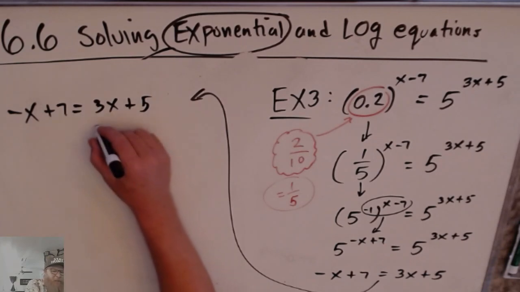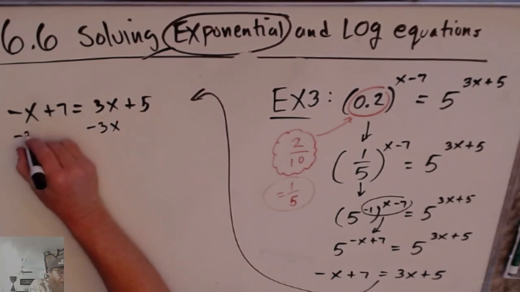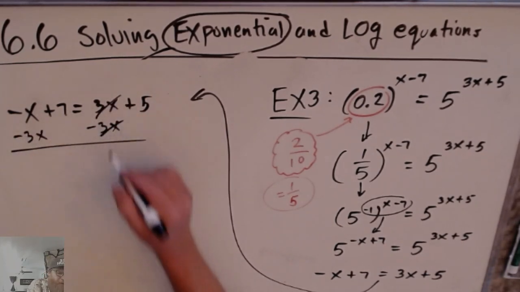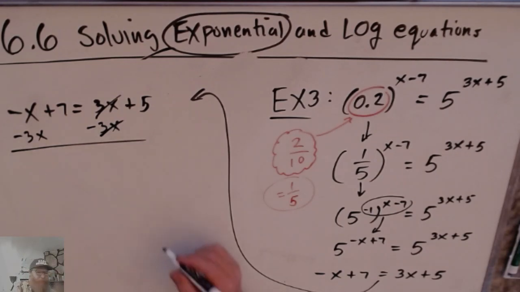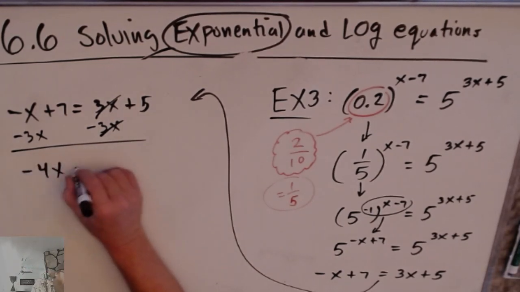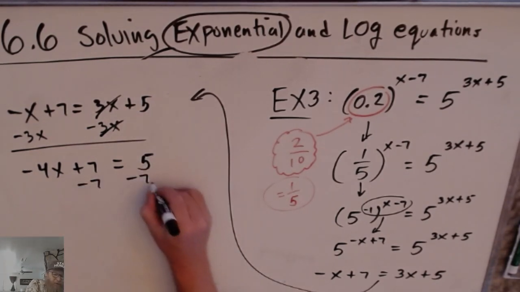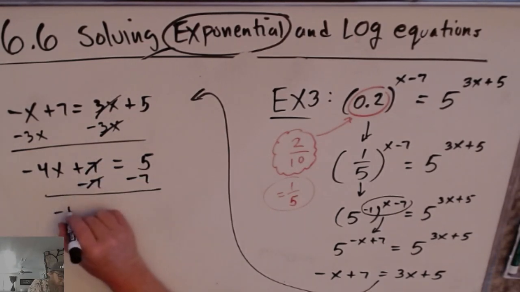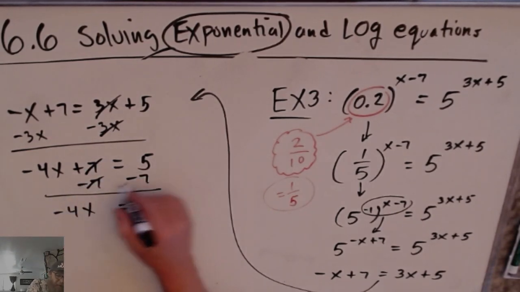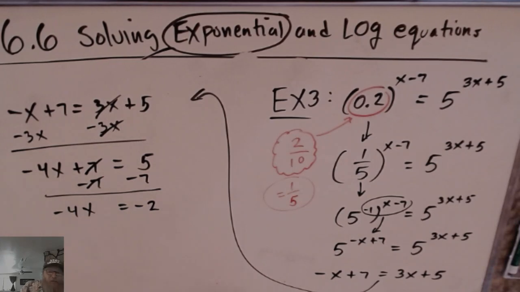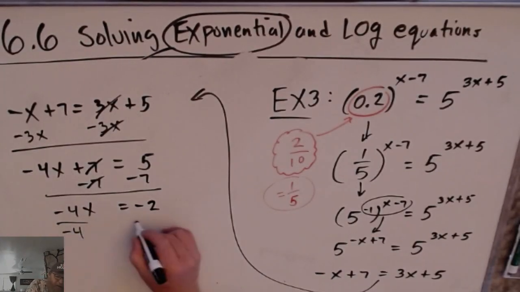Basic math here, just move the 3x over to the left-hand side. So we're going to get negative 4x plus 7 equals 5. You could take it home from here. It's all yours. Move the negative 7 over to the right-hand side. So you get negative 2. Divide both sides by negative 4.